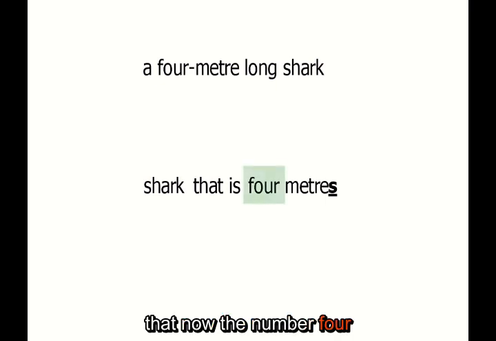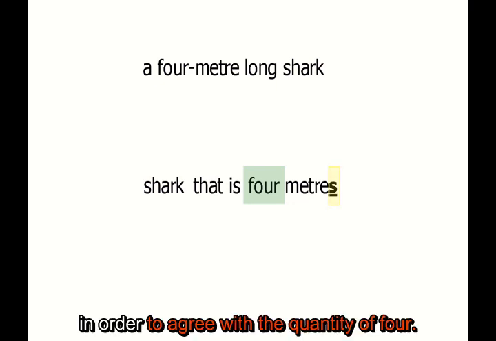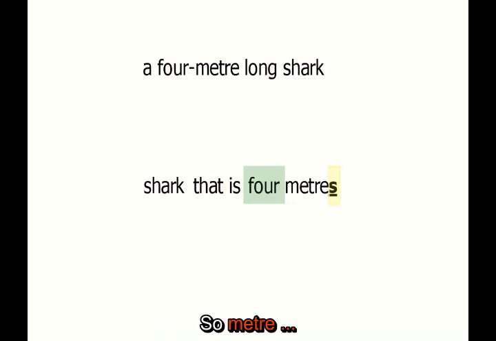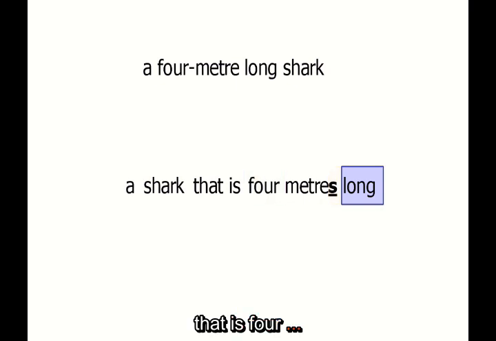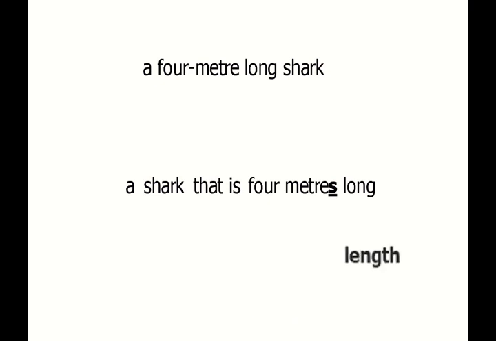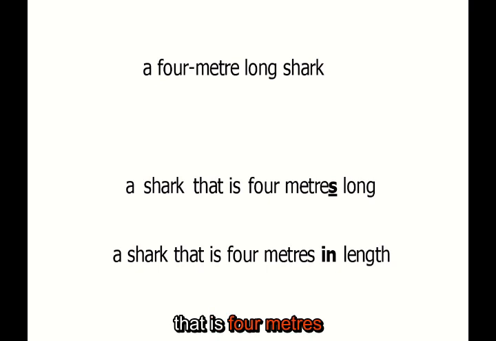Notice that now the number 4 acts as an adjective after the verb is, and therefore meter must be plural in order to agree with the quantity of 4. So meter has to become meters. One last modification to add would be adding the adjective long. We can add long at the end of the phrase, a shark that is 4 meters long. We can also use a noun, length, a shark that is 4 meters in length.